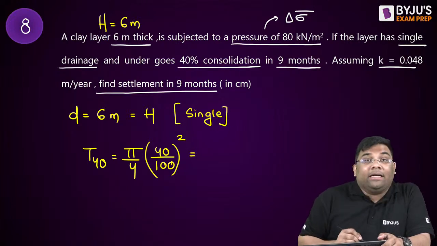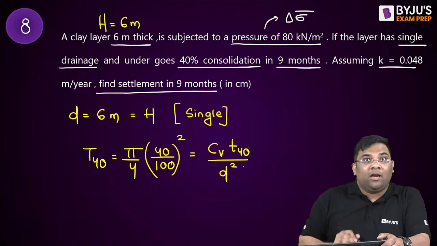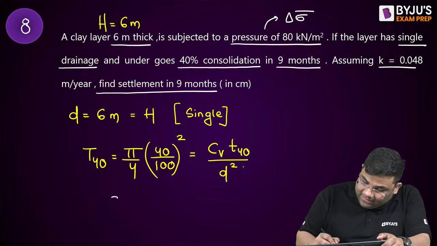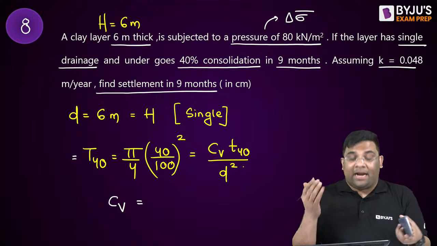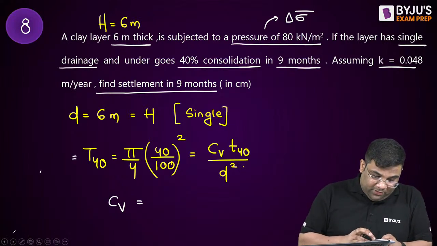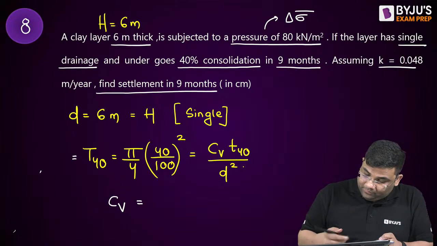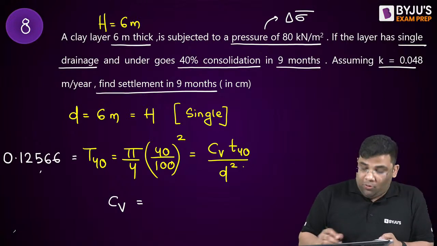Now, this is equal to CV into time taken for 40% consolidation divided by D square, right? This is the formula. So, from here, can I find out CV? Yes, I can. First of all, this time factor, how much am I getting? 0.4 square into pi divided by 4. I am getting 0.12566.